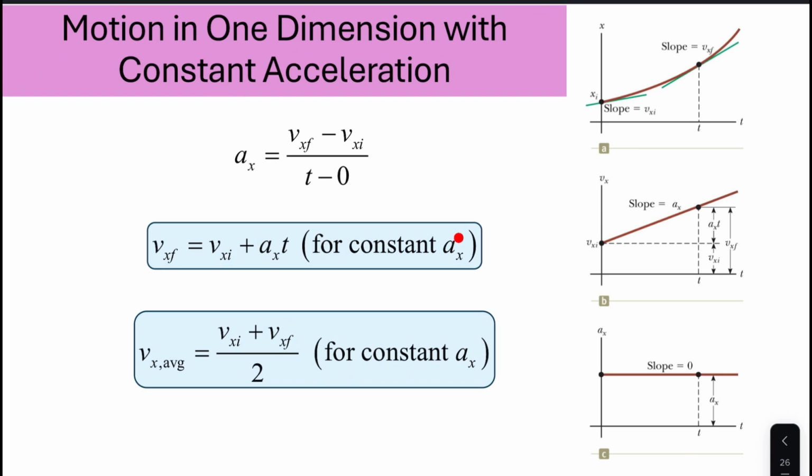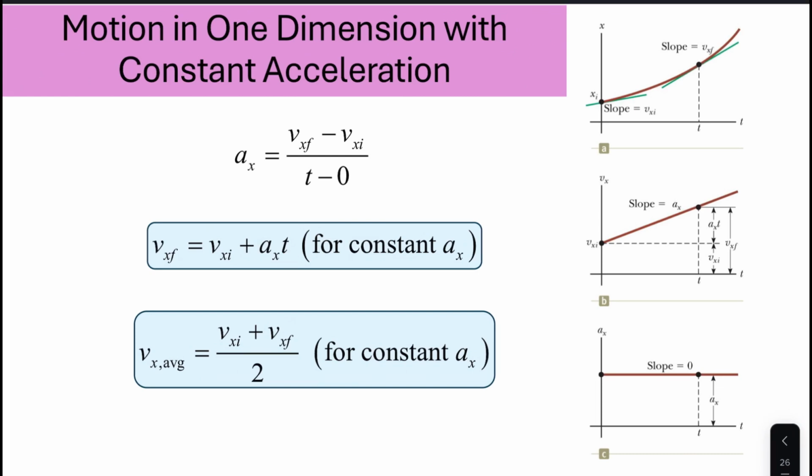If we want to interpret this into a graph, you can see here for the V versus T graph, the slope of this graph gives us the information of the constant a, because it's only one value of a. That is why we call it constant a. What does Vx final mean? It's equivalent to the addition of Vx initial to at. In terms of graph, this is the meaning of your equation.